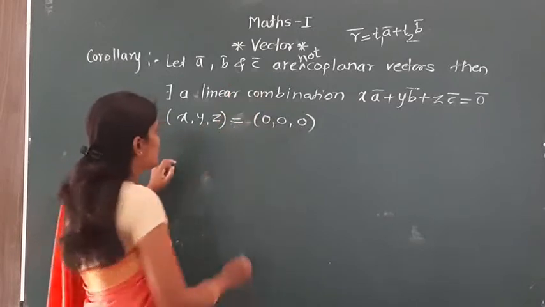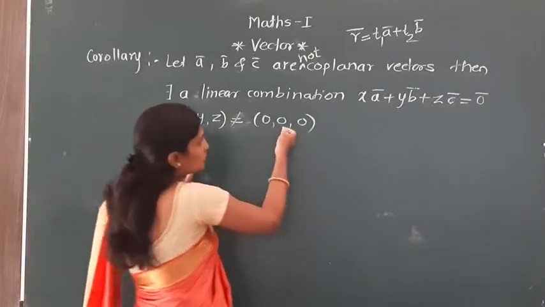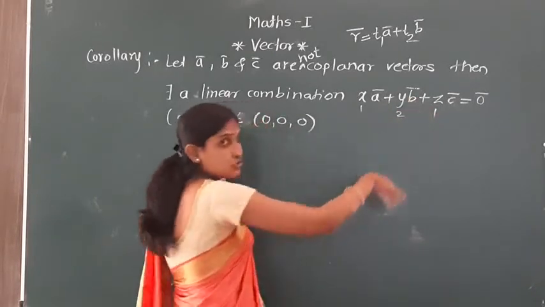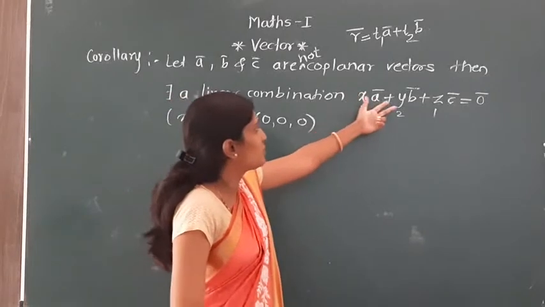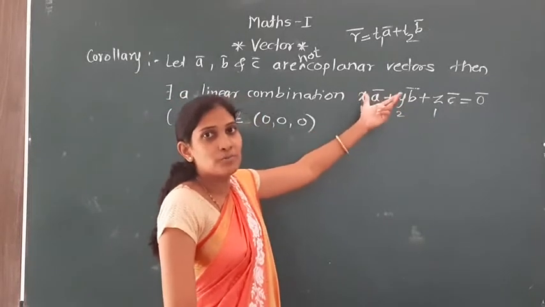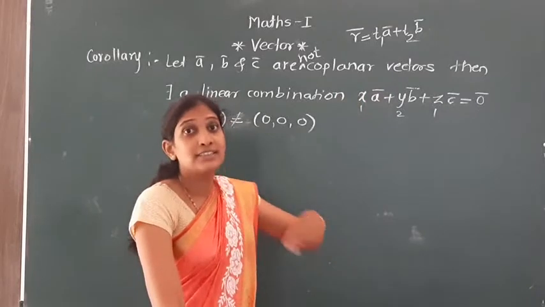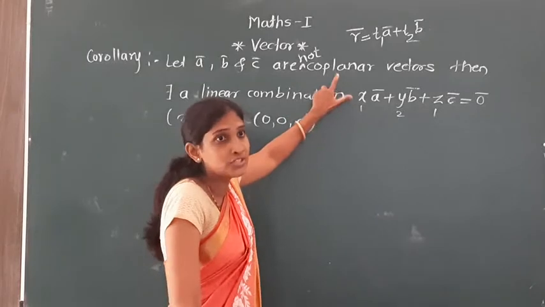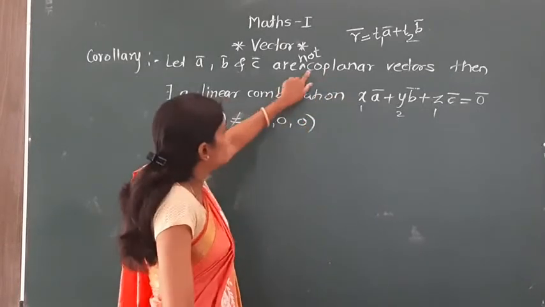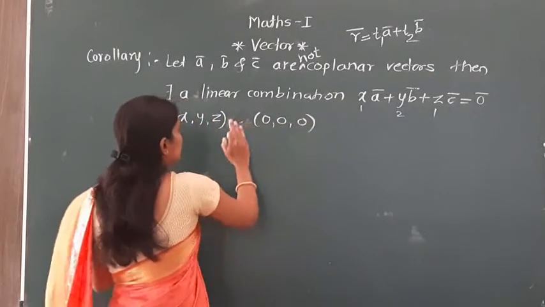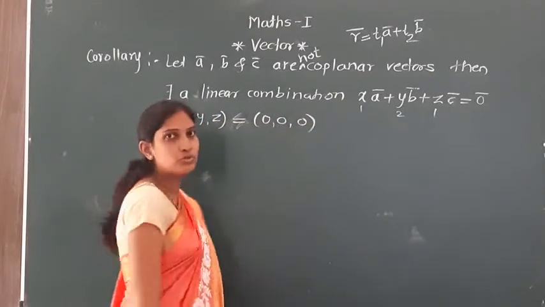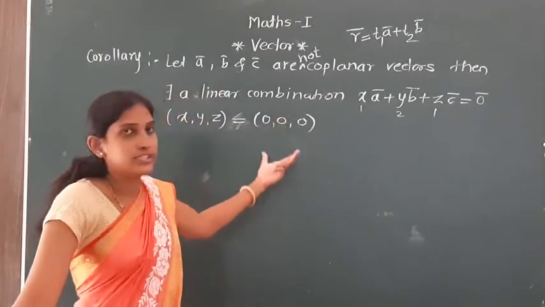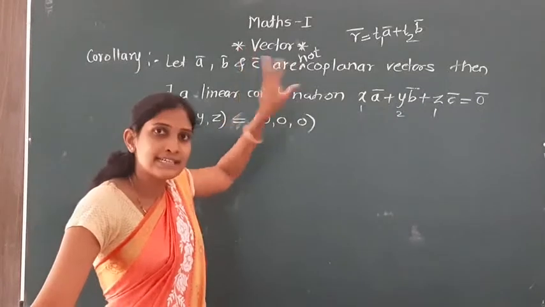In this case, if it is not equal to 0, if there is a 1, 2, 1, then it will be in a linear combination of vectors. And if the vectors are in linear combination, then they are coplanar vectors. But here they are not coplanar vectors, so it is a contradiction. For that, if they are not coplanar, then obviously x, y, z is equal to 0, 0 and 0. This is our corollary. We have only its statement, not the proof.